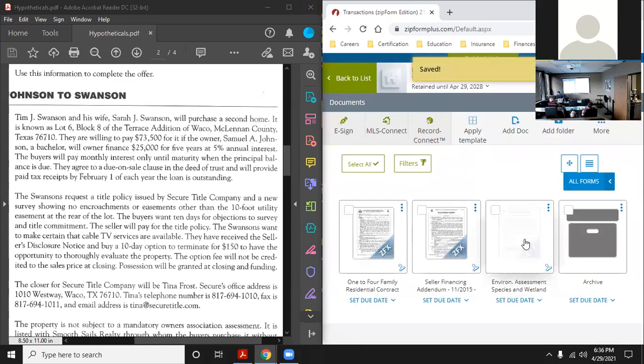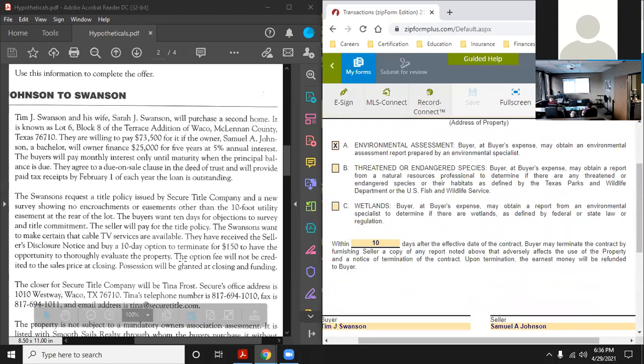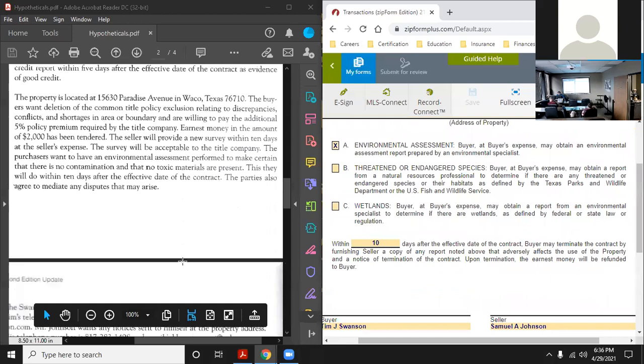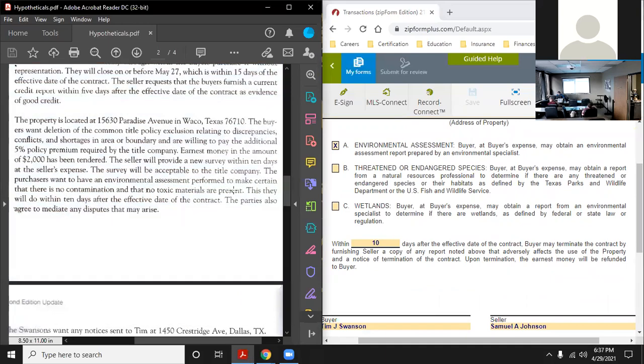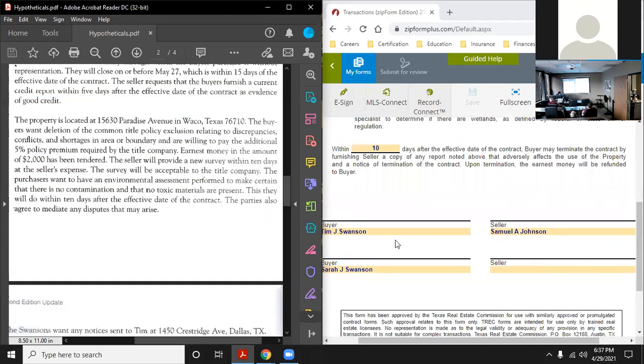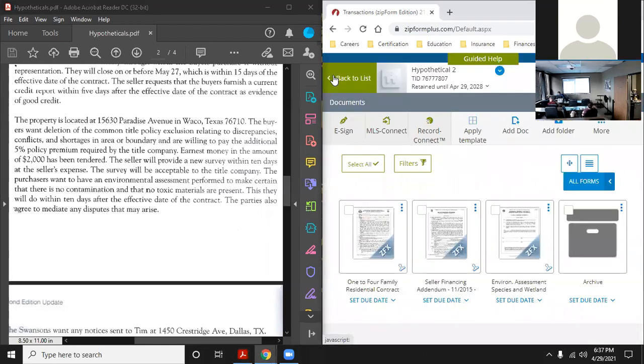And then the environmental assessment, wetlands. This is a really complicated one. They want an environmental assessment, so you click that. They want 10 days after the contract to back out if the purchase environmental assessment is performed. Okay, so there's no contamination. This they will do within 10 days after the effective date of the contract. Basically saying, environmental assessment, 10 days, good to go. That's the whole thing. Very, very simple. If they want to have somebody come out and check for a threatened area, endangered species or wetlands, that's where you pick one of these. But that's all it's saying there.